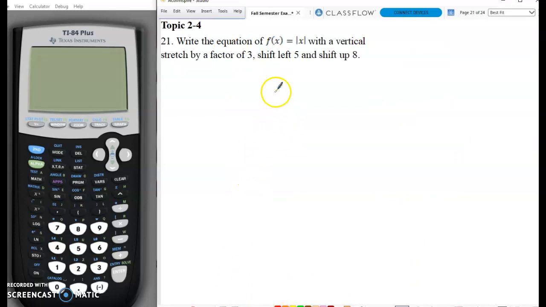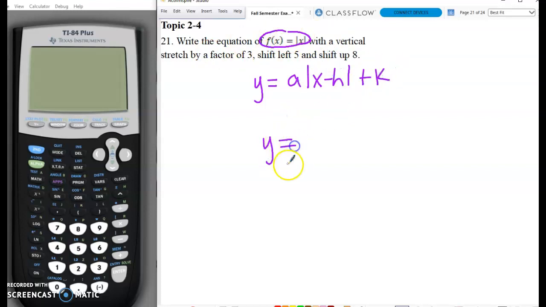Number 21, this is similar to a problem we saw in part 2. We're going to rewrite an absolute value equation with these different transformations. So we remember that y is equal to a times the absolute value of x minus h, plus k. So I'm going to take these different transformations and plug them into their respective letter. So obviously it's still going to be y equals.